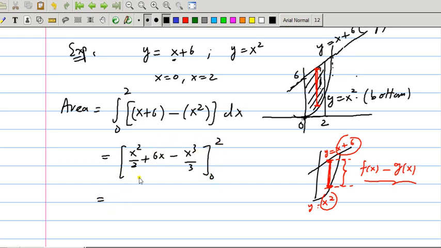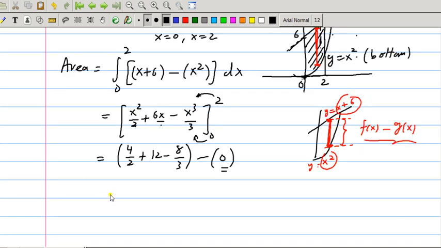So now if you replace 2, it becomes 4 by 2 plus 12 minus 8 by 3. And when you put 0, everything will become 0. If you put 2 here, 2 square by 2 is 4 by 2, 6 into 2 is 12, and 2 to the power 3 is 8 by 3. But when you put 0, it's 0 plus 0 minus 0. Everything is 0, so no need to write that. So this will give you the answer.